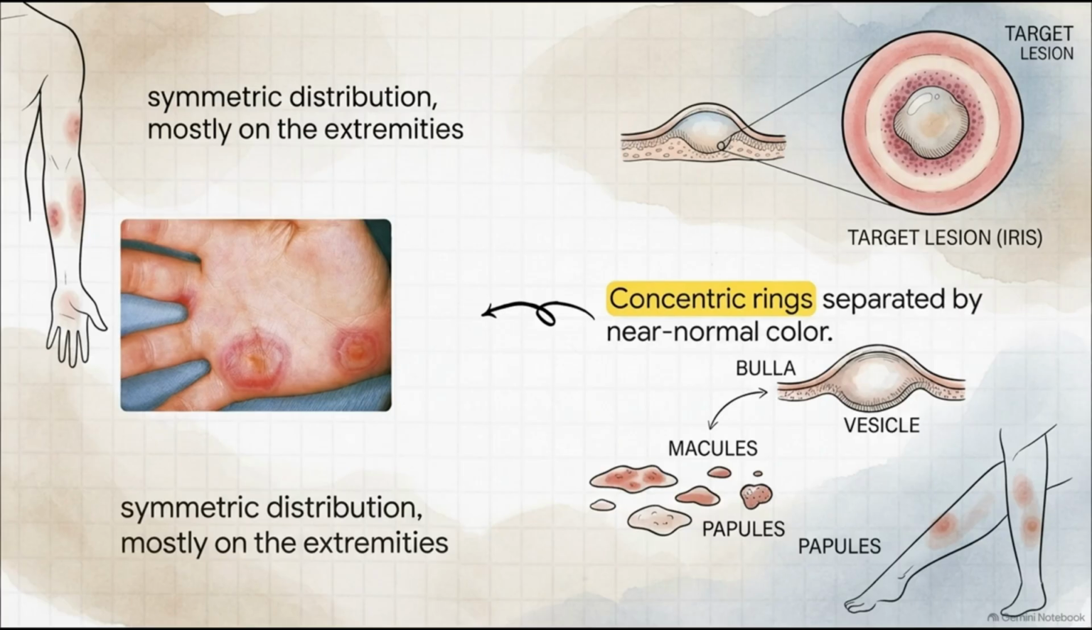You'll typically find them in a symmetric distribution, mostly on the extremities. And, fun fact, the name erythema multiforme was chosen because the skin manifestations can take multiple forms: macules, papules, vesicles, bullae. But that target lesion, that's your smoking gun.